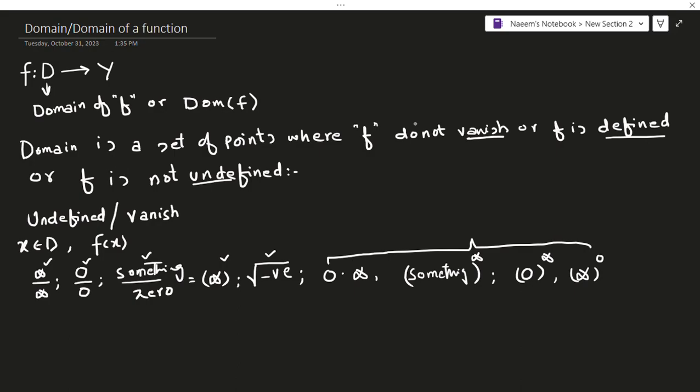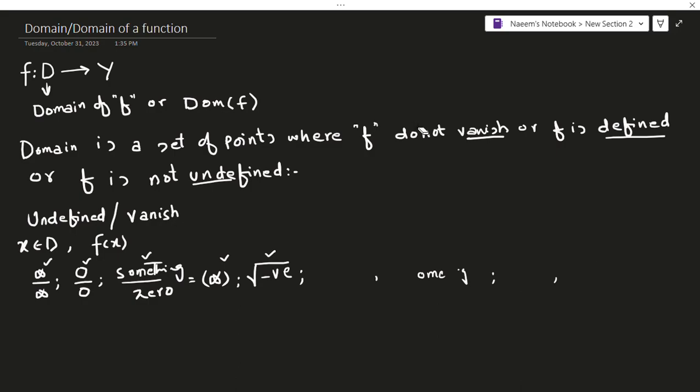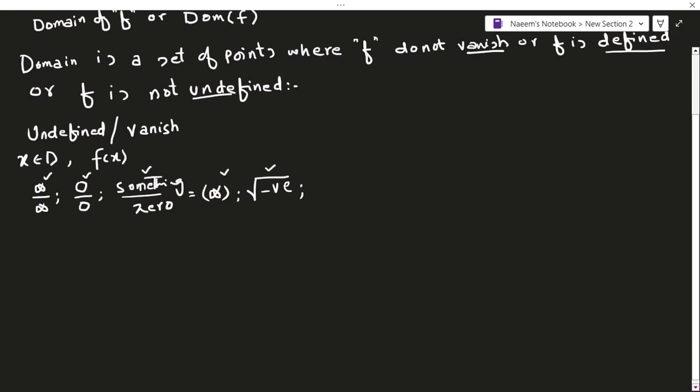So any element x from D where f of x gets any one of the following forms, we say that x is not from the domain of the function f. For a moment, I will give some examples. Okay, what are the examples?